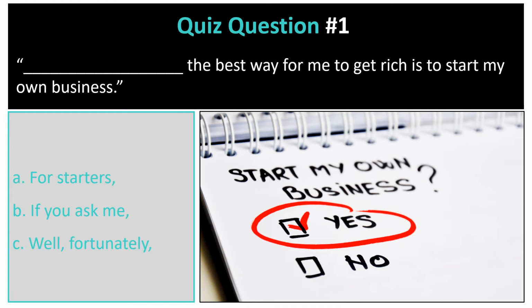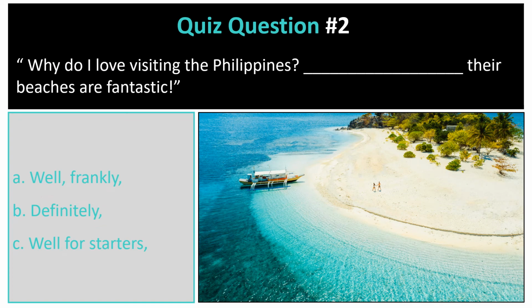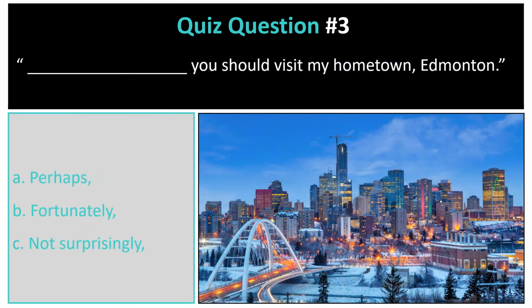Number 1. If you ask me, the best way to get rich is to start my own business. Number 2. Why do I love visiting the Philippines? Well, for starters, their beaches are fantastic. Number 3. Perhaps you should visit my hometown, Edmonton.